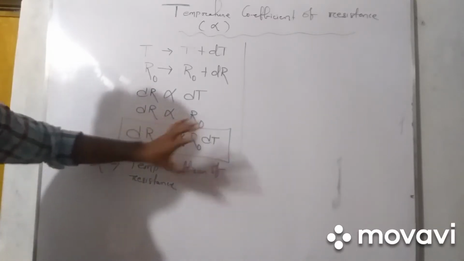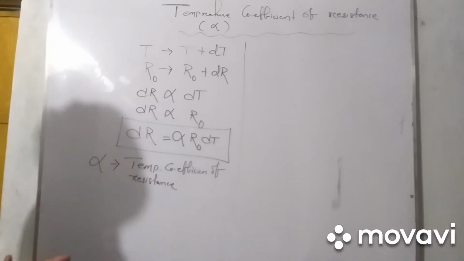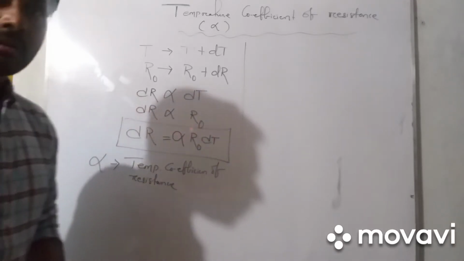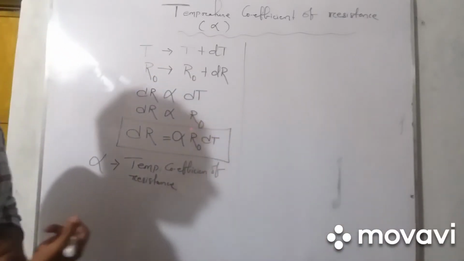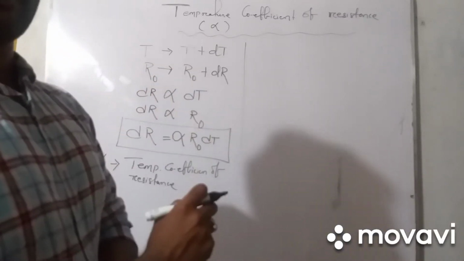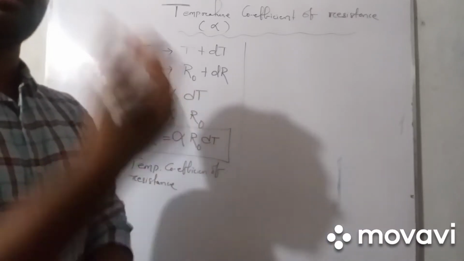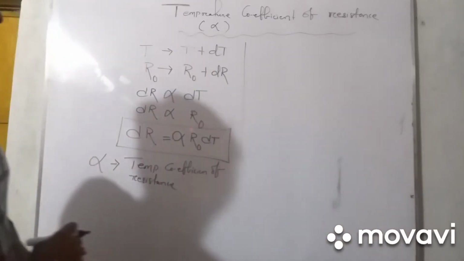From the above formula, we can calculate the temperature coefficient for conductors, for semiconductors, and also for alloys. What is the value of alpha in a semiconductor, in a conductor, as well as in alloys? Clear?